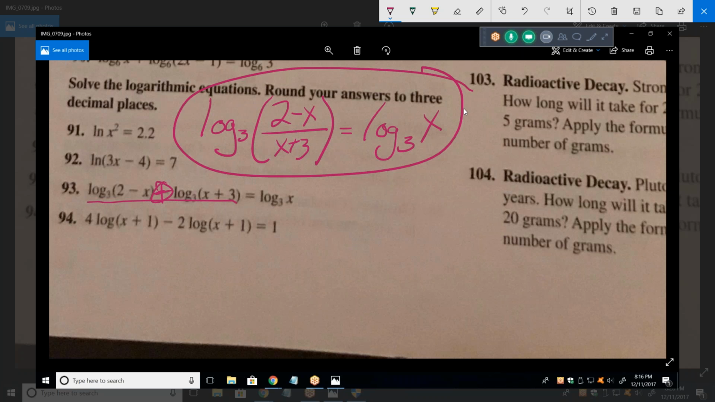Can you plug that? No, you can't. Equate the arguments. You can think of it as dividing both sides by log 3, even though that's not really what you're doing. But it produces the same answer. In other words, (2 minus x) over (x plus 3) has to equal x. That's the only way. If log base 3 of a equals log base 3 of b, then a equals b. Gotcha.